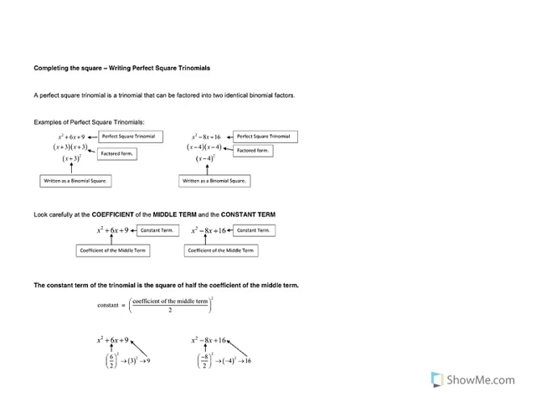Okay, so before we can do the second part of 1.9, we have to understand completing the square. Completing the square basically means we are creating a perfect square trinomial. The definition of a perfect square trinomial is shown here: a trinomial that can be factored into two identical binomial factors. Essentially, it's a trinomial that has the same two factors.